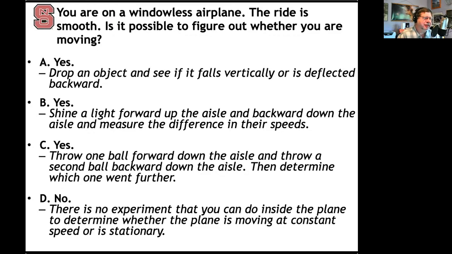So the corollary to this common sense, what we call classical relativity, is there's no way to tell whether you're moving or stationary, but it does mean that the speed of an object depends on your reference frame. Okay, the speed of the ball you throw depends on whether you're on the airplane or off the airplane. That's common sense.